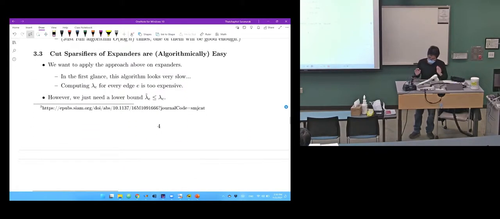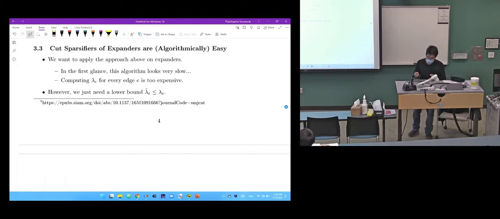Okay, so that is an algorithm which is known to work. Now suppose that we are on expanders. We want to apply this approach on an expander. But at first glance, this algorithm looks very slow, because computing the min cut for every edge takes a lot of time. Like you call maxflow m many times, that's a lot.